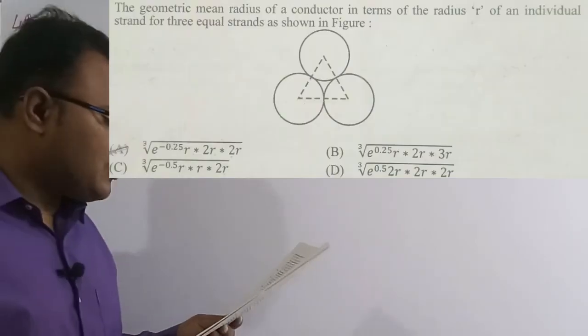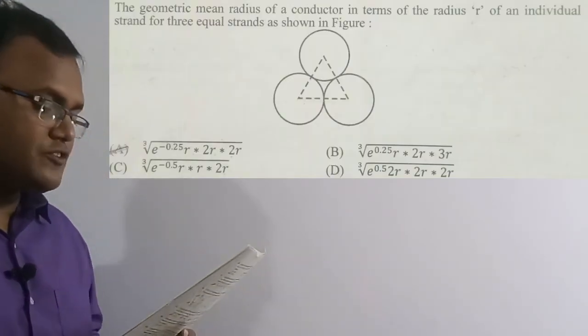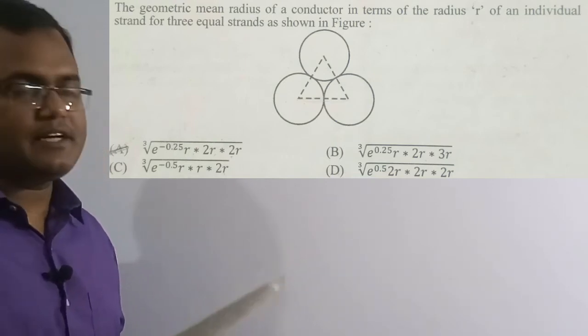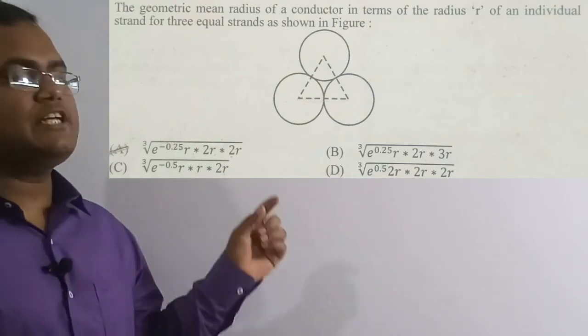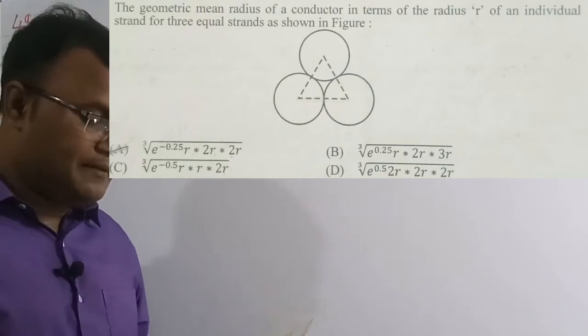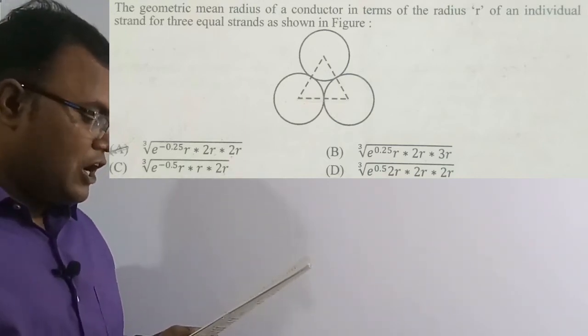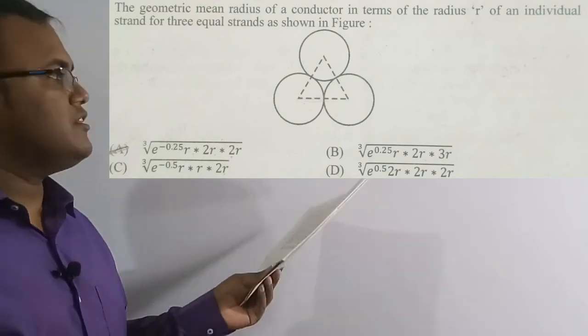Now we are going to solve the 49th question. See the question here: the geometric mean radius of a conductor, in terms of the radius r of an individual strand, for 3 equal strands as shown in the figure, is. So for these 3 equal strands we have to find the geometrical mean radius of the conductor. Out of the 4 options, option A is the correct solution. So let's solve this numerical.